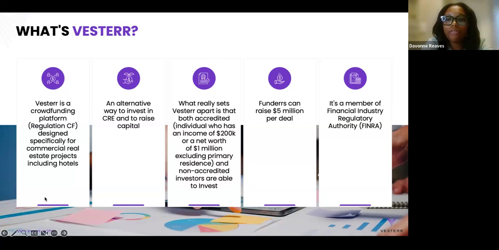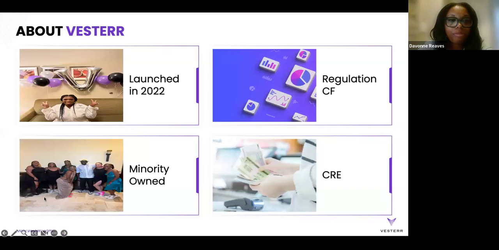And we're a member of FINRA, which stands for the Financial Industry Regulatory Authority. So we're not just a website; there's a lot of compliance that goes along with it, because our job is to protect the investors who invest on the site.